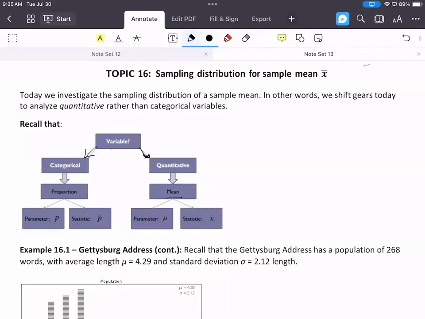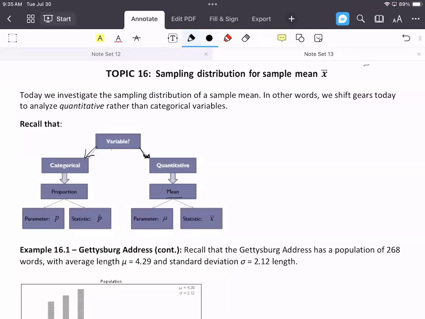Up to this point, we've been focusing on categorical variables. We want to shift our focus now to quantitative variables. A lot of the same techniques that we use to do hypothesis testing and to find confidence intervals apply. We're going to use a version of the central limit theorem here also. Applied to quantitative variables, there are some different things that we need to consider.